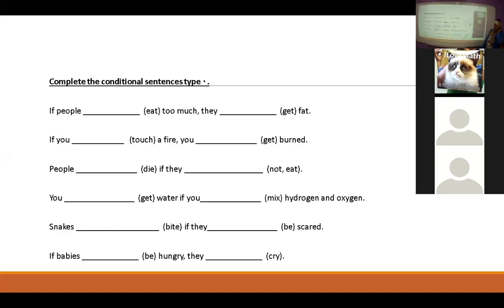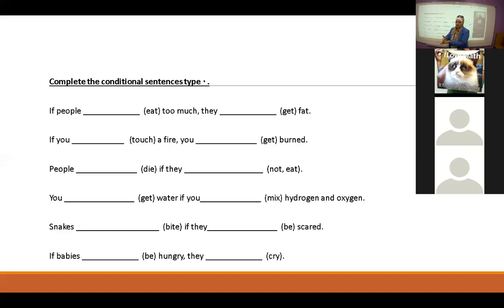Move to the following sentence, snakes. I hate snakes. Snakes bite if they be scared. This is a piece of information. I believe it's correct that snakes don't attack people. They bite only if they are scared. And again, if is a condition, when we say conditional, because if is a condition.